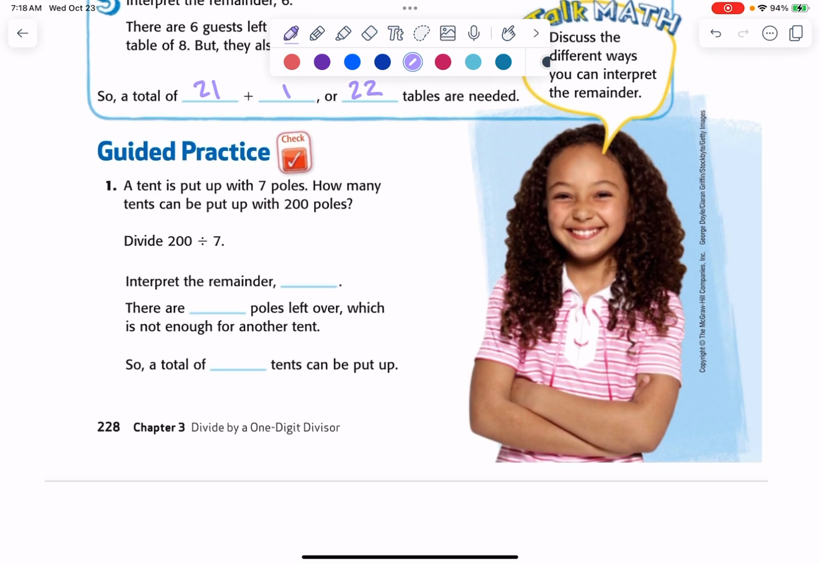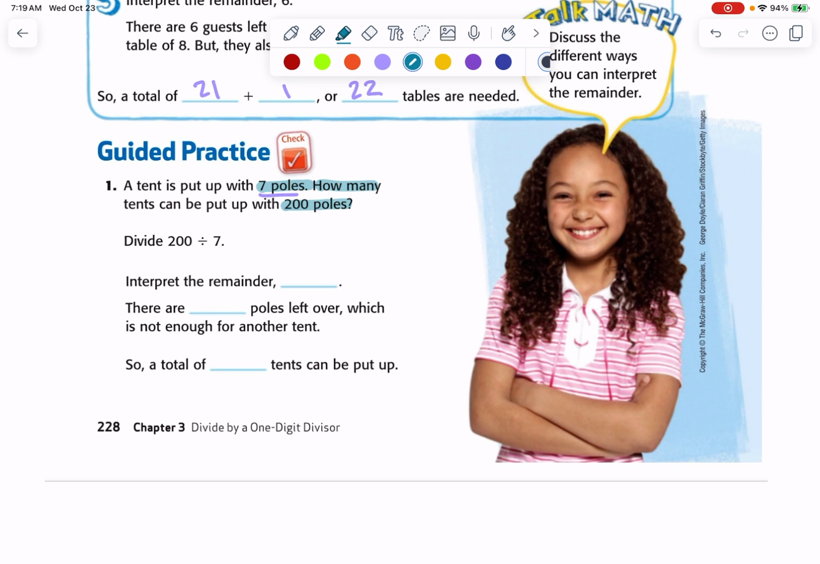This says a tent is put up with 7 poles. Okay, 7 poles. How many tents can we put up with 200 poles? Now, is the remainder going to be like the first problem where we just said, oh, we have some extra trees. We can't put them into a group because then our groups would be unequal. We can't make another group because we don't have another area. Or is it going to be like our party where we needed an extra table because we're not sending people away?